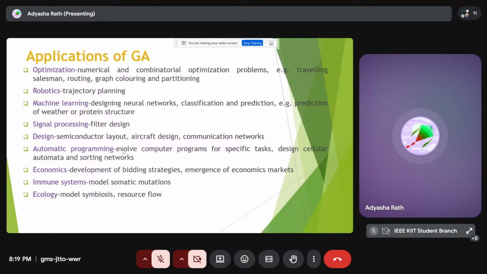So what are the applications of GA? Basically we can use it for optimization, numerical and combinatorial optimization problems like TSP, the traveling salesman problem, routing of graphs, coloring of graphs, partitioning of graphs, robotics, trajectory planning, machine learning design like neural network classification and prediction problems, weather or protein structure, signal processing, filter design, design of semiconductor layout, aircraft design, communication networks, automatic programming of evolved computer programs for specific task design, cellular automata, sorting networks, economics, immune systems, and ecology.